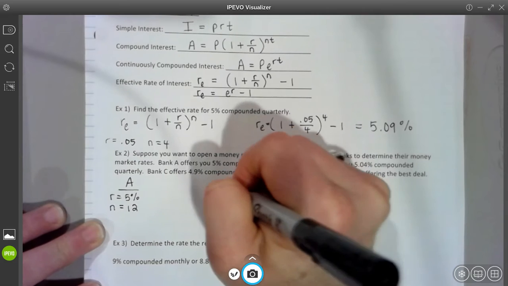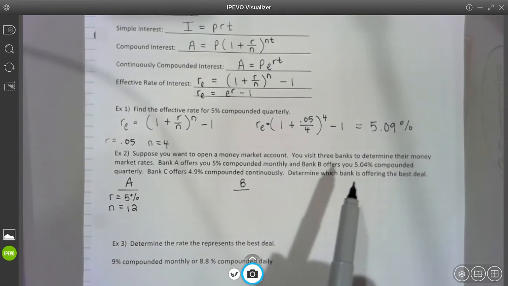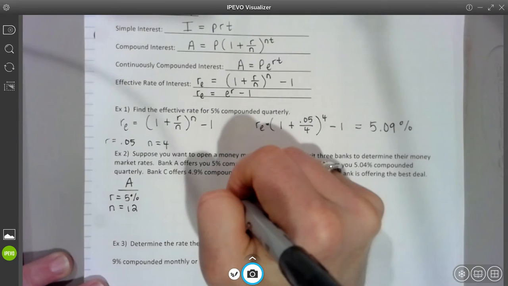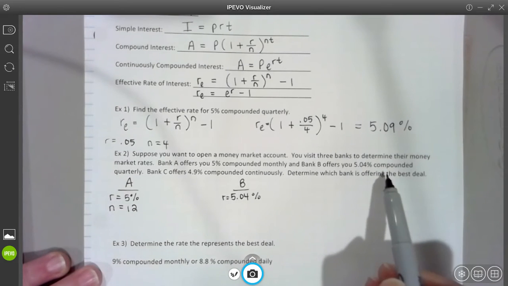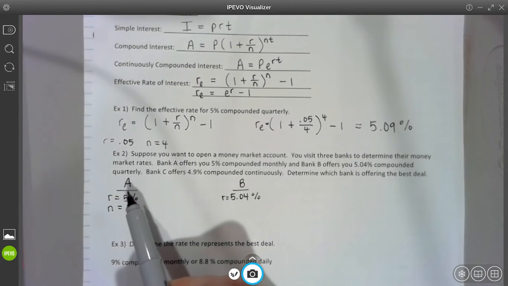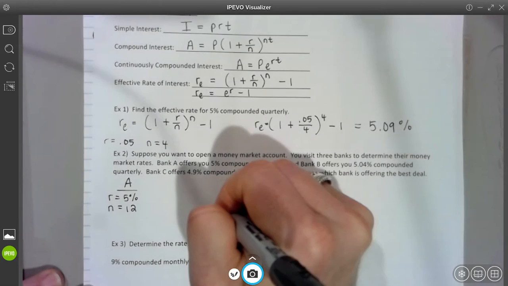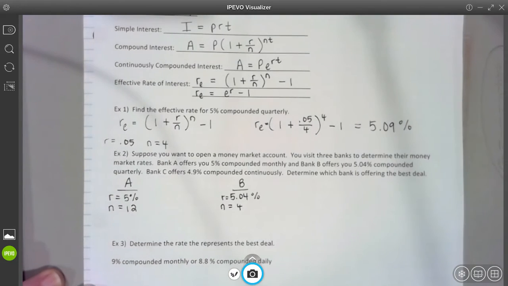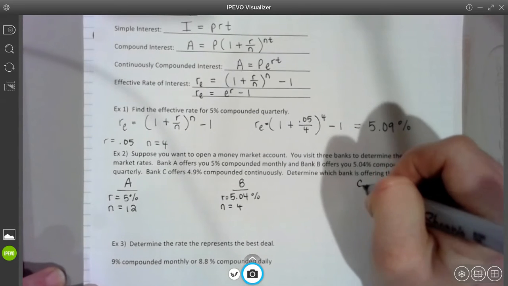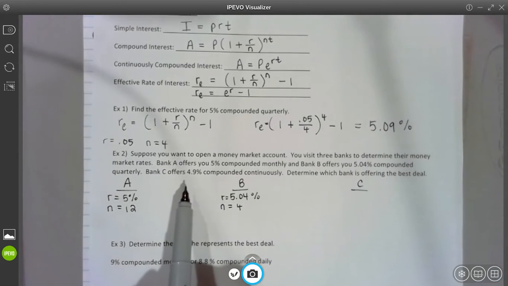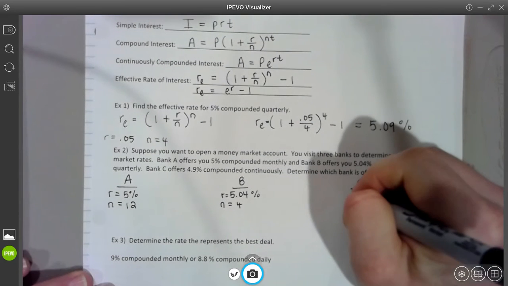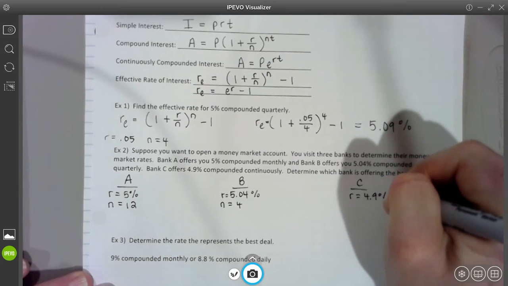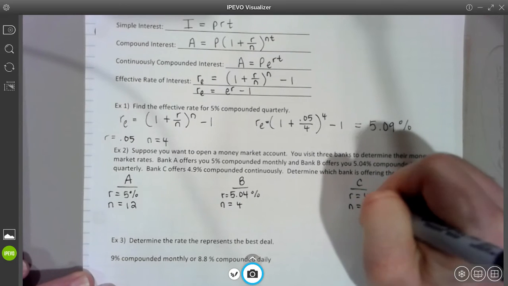Then we've got Bank B. Bank B is willing to offer you a little bit of a higher rate, 5.04%, but they're only willing to compound it quarterly. So they're not going to compound it as much, but they've given you a higher rate. In this scenario, N is 4. And then you have Bank C. Bank C is going to offer you the lowest rate yet, but they're willing to compound your interest continuously. They're going to compound your interest the most, but they've given you the lowest rate. So R equals 4.9%, and N equals infinity, if you will.